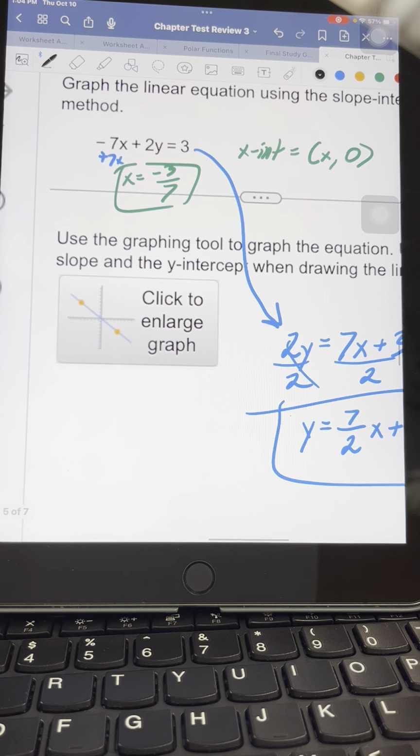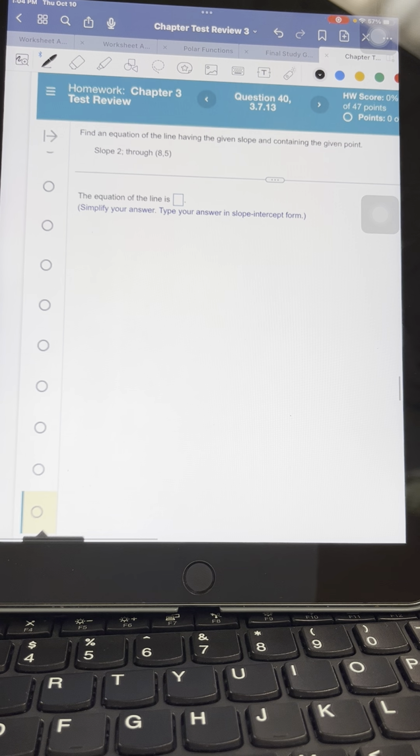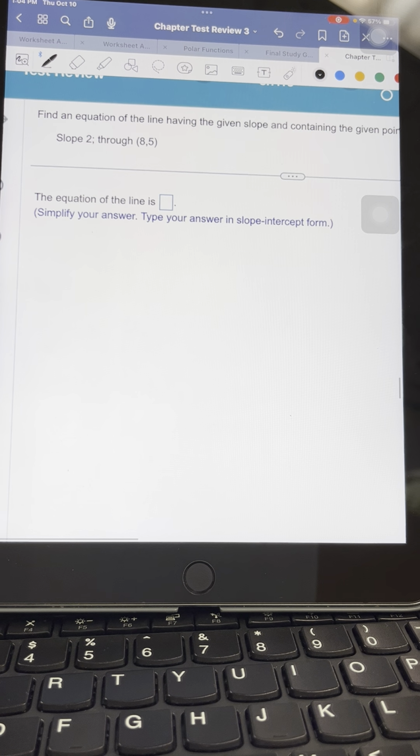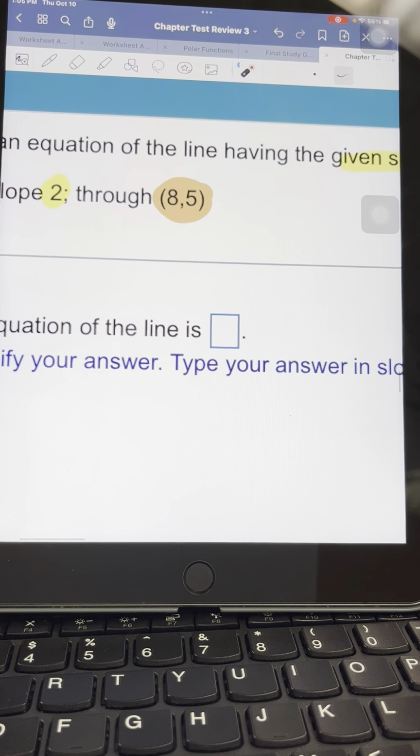Now, what's next? We're almost done. Okay. Find an equation of the line having the given slope and containing the given point. Okay, perfect. So now we're given a slope and we're given a point. Notice how it's singular, a single point. So can we use the slope-intercept form? No, because is this an intercept? Is 8, 5 an x or a y-intercept? No, it is not.